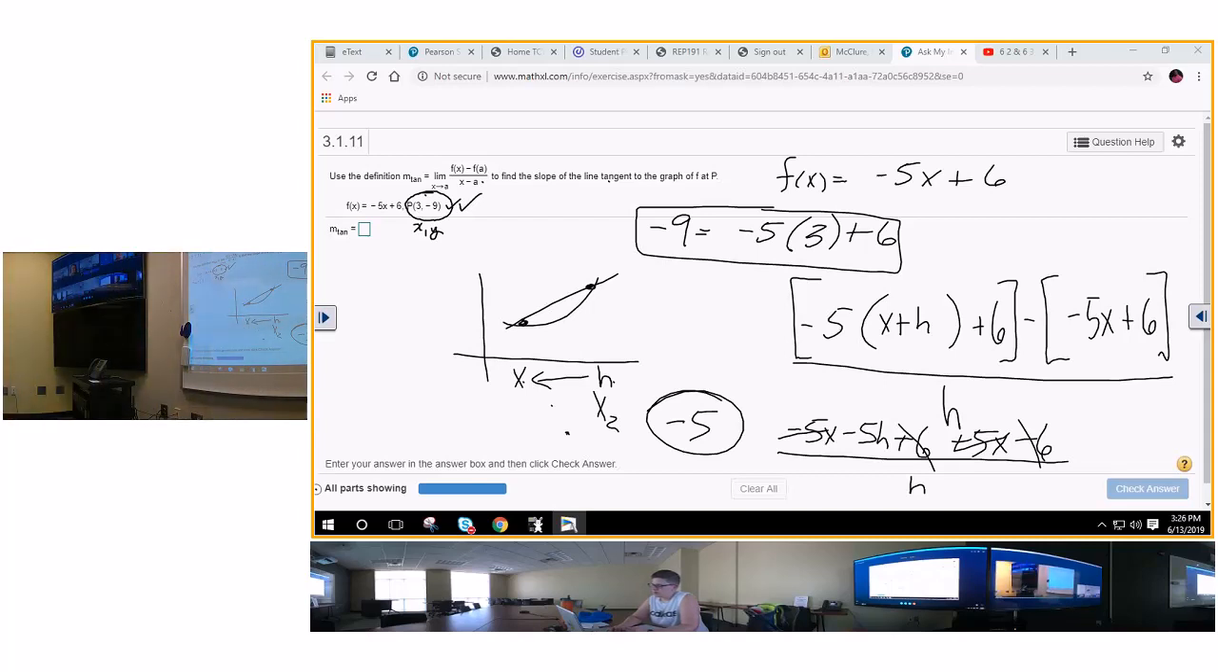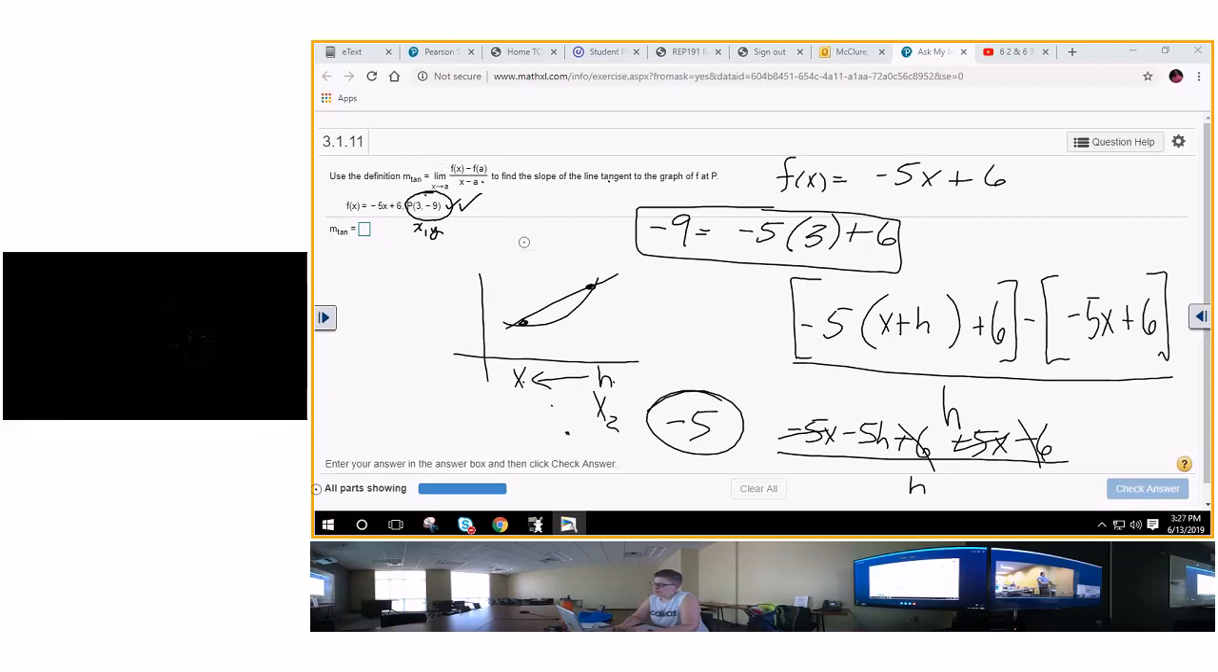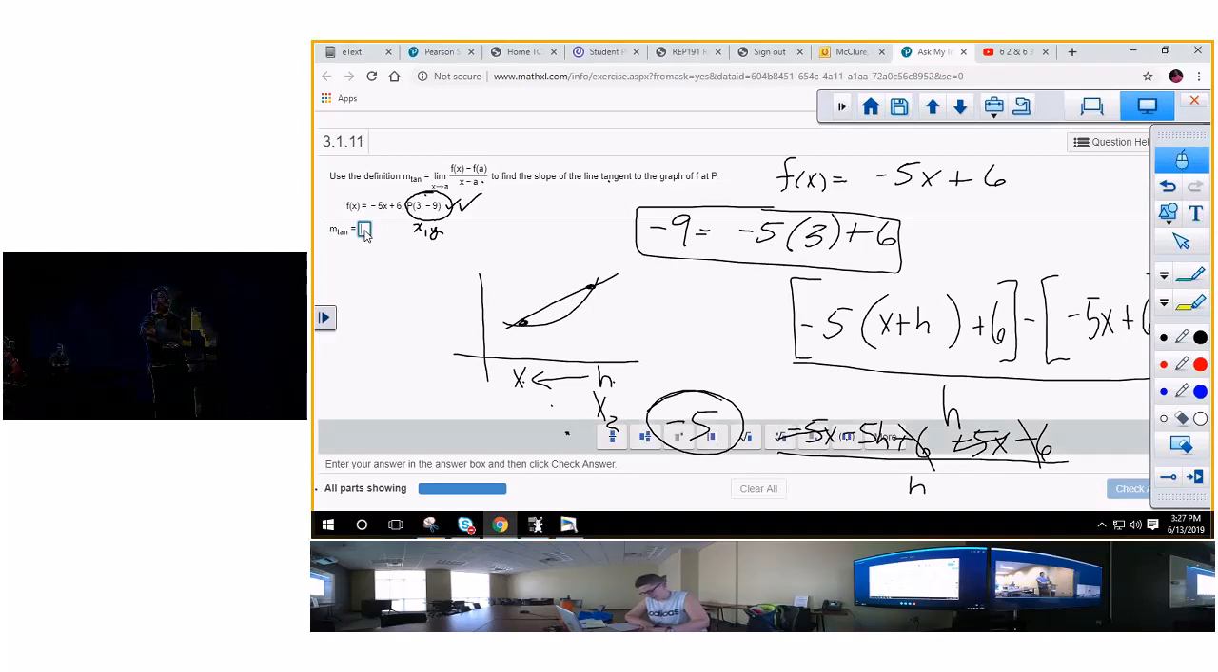Is that not just the derivative though? Yes, that's the derivative. But see, we don't know the derivative yet. This is 3.1. We don't find the derivative until 3.3. So what they're doing in 3.1 and 3.2 is they're showing you how to do it with algebra and the limit theory. So as h approaches 0, your limit's going to be negative 5. So your answer should be negative 5, but I don't know what they're doing with the x and the a's.